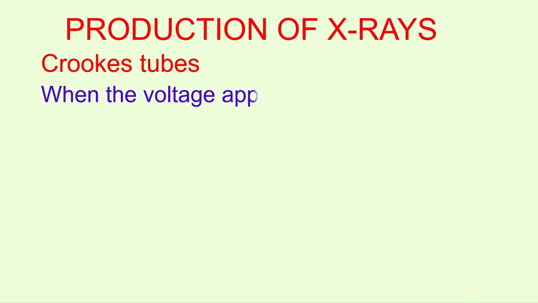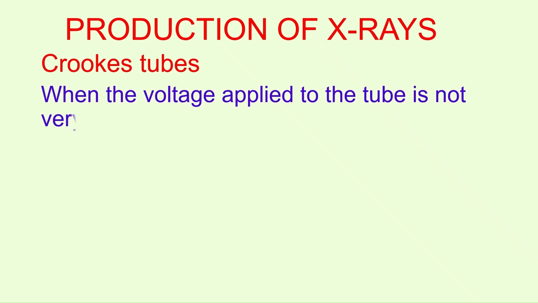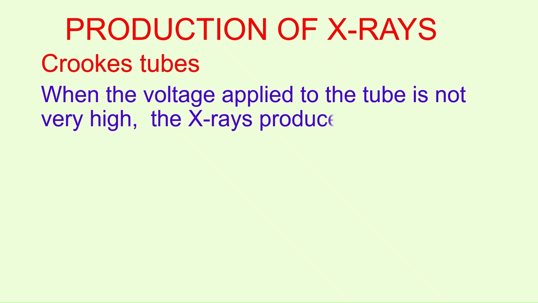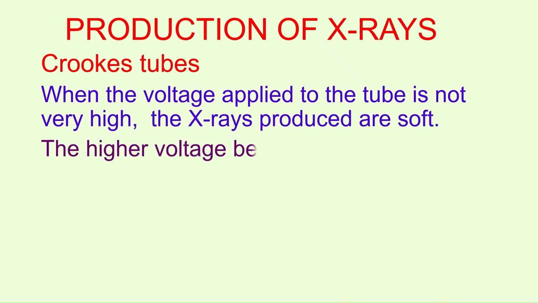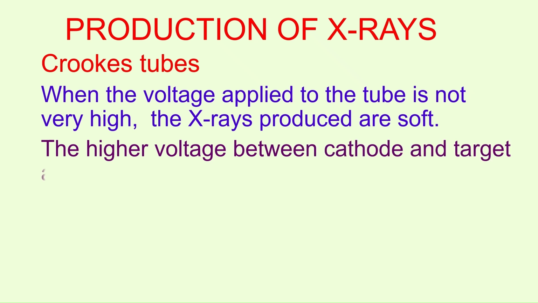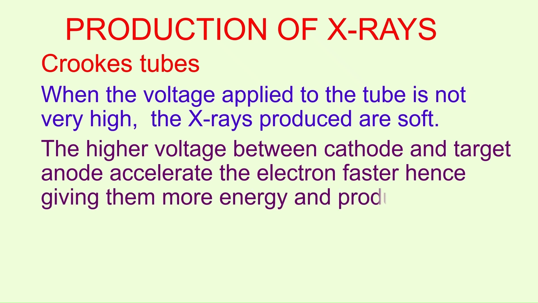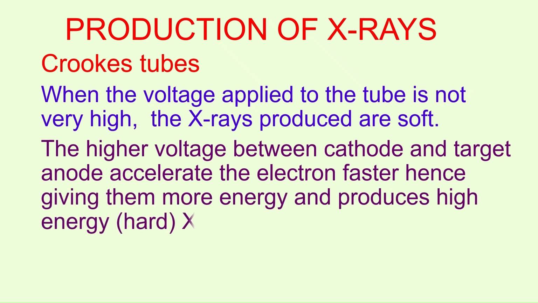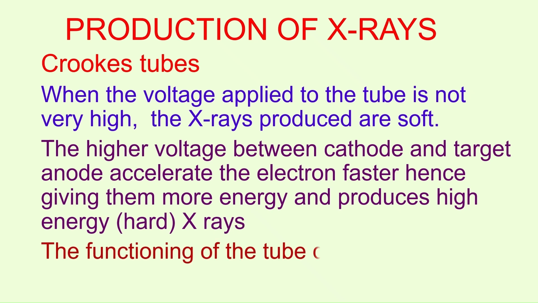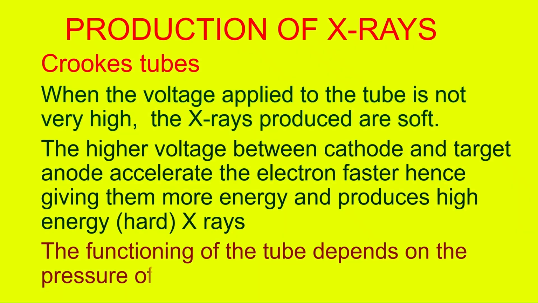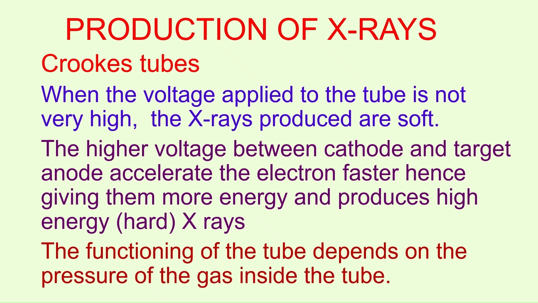When the voltage applied to the tube is not very high, the X-rays produced are soft. The higher voltage between cathode and target anode accelerates the electrons faster, hence giving them more energy and producing high energy or hard X-rays. The functioning of the tube depends on the pressure of the gas inside the tube.